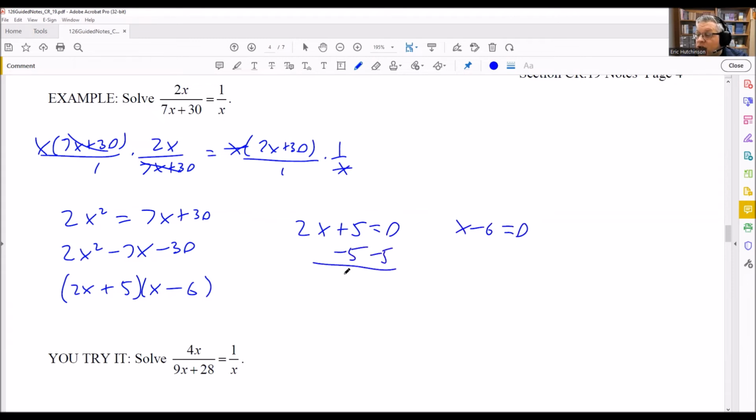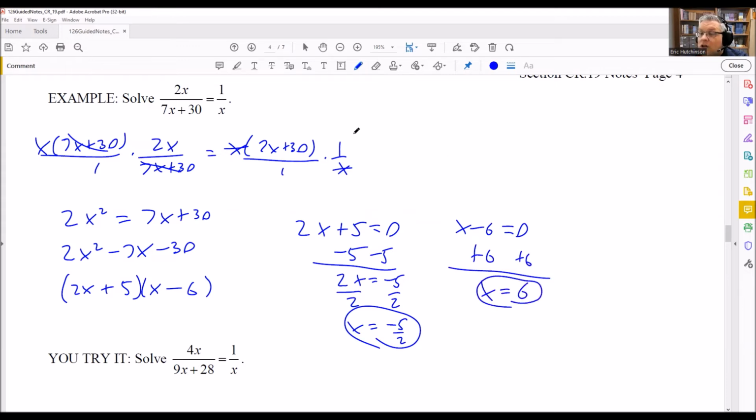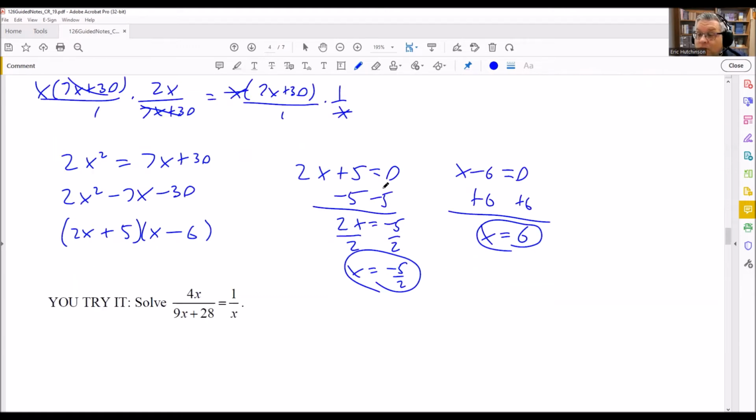Subtract 5 from both sides, and divide by 2. So our first answer is negative 5/2. If we add 6 to both sides here, we get x is equal to 6. Neither one of these will cause division by 0. 7 times negative 5/2, that's negative 35/2 plus 30. That's not going to give us a 0, so that's fine. And then 6 will not give us a 0 down below either, so that would be our answer.